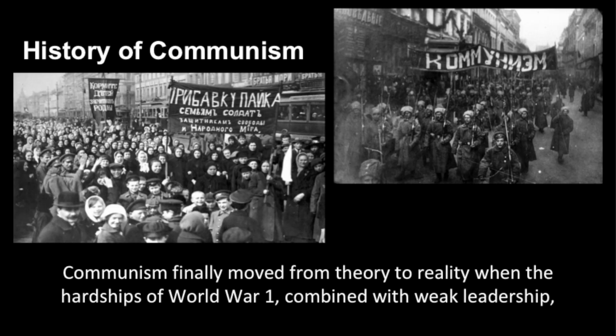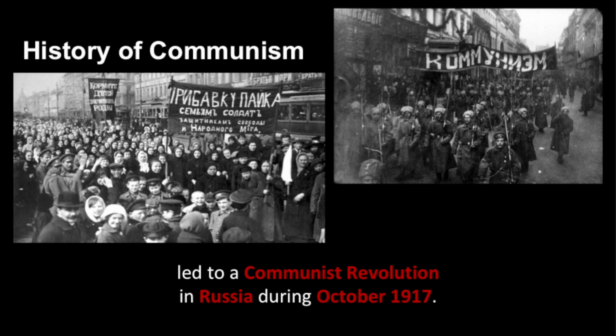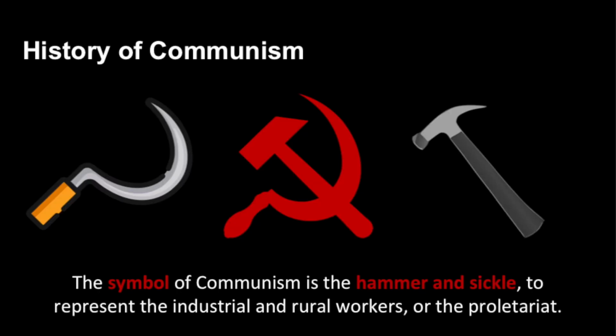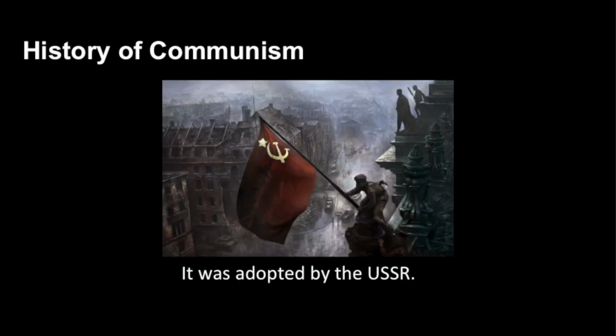Communism finally moved from theory to reality when the hardships of World War I combined with weak leadership led to a communist revolution in Russia during October 1917. This was the birth of the USSR, the world's first communist country. The symbol of communism is the hammer and sickle, to represent the industrial and rural workers, or the proletariat. It was adopted by the USSR.